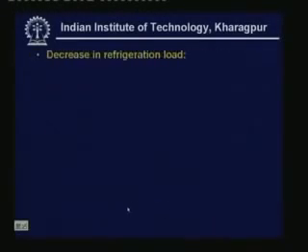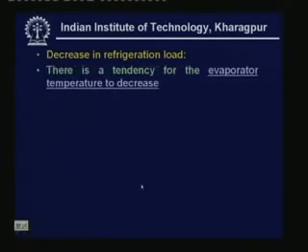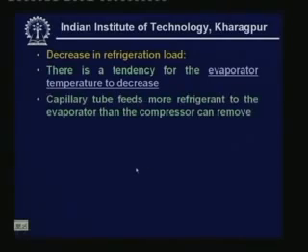Now, let us look at what happens when there is a decrease in refrigeration load. When there is a decrease in refrigeration load, there is a tendency for the evaporator temperature to decrease, because less refrigerant will boil. So, pressure will reduce, so temperature also reduces. So, capillary tube feeds more refrigerant to the evaporator than the compressor can remove. This again I have explained to you.